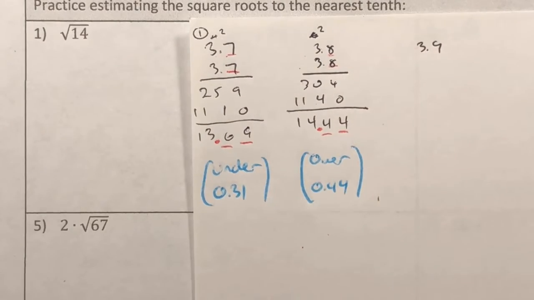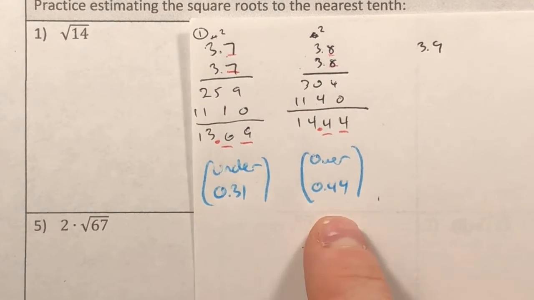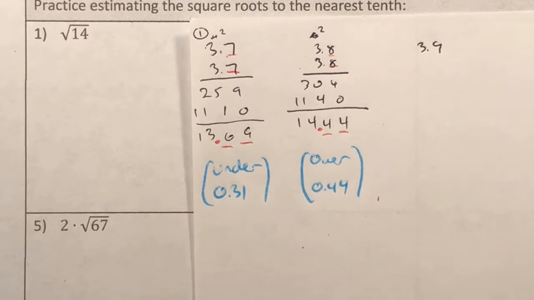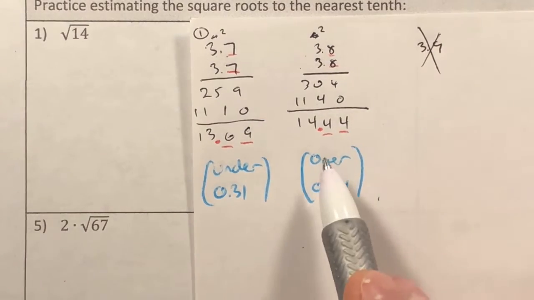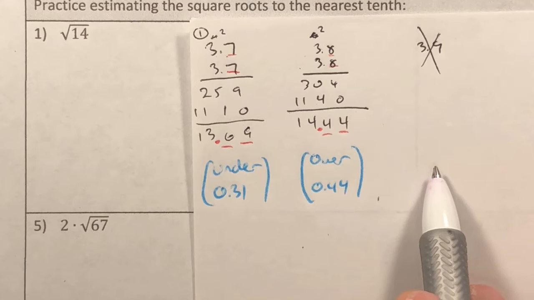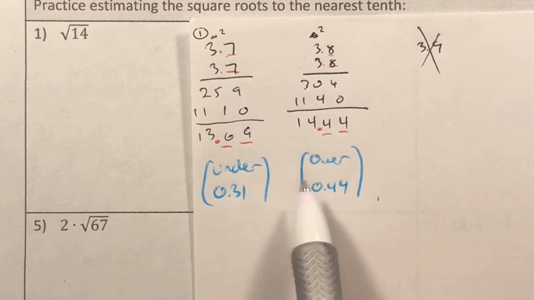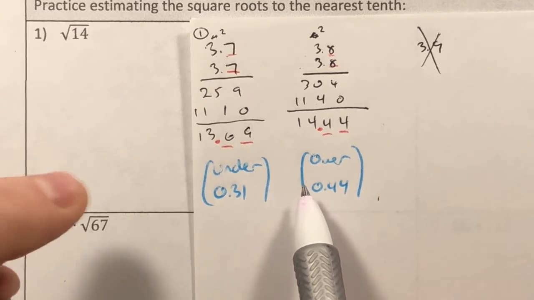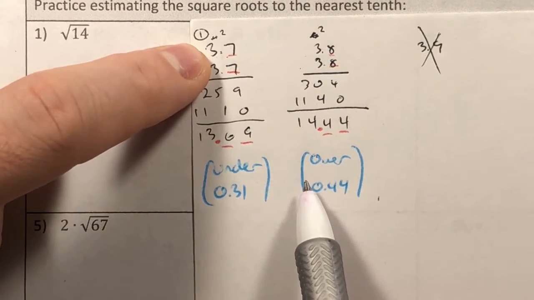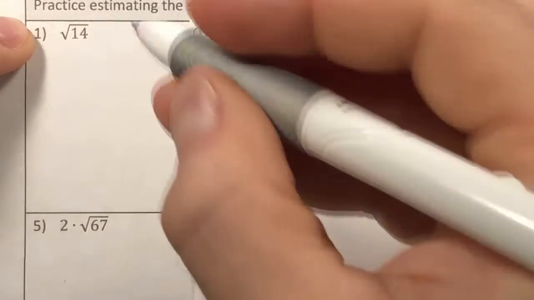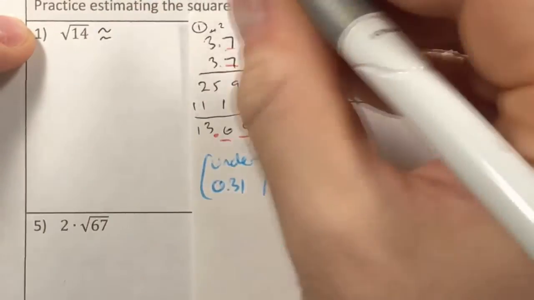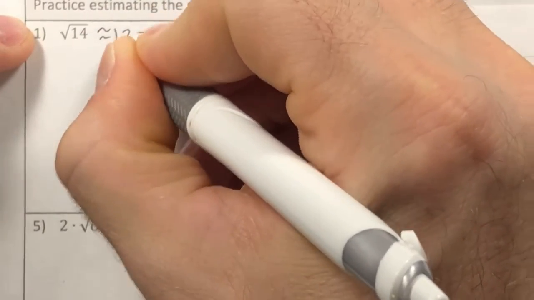Okay? So now if this was under, I had to move up. This is over, which means I do not need to try out my guess of 3.9, because if this was over, this is going to be even further over. So it's going to be one of these two. Am I going to choose the under one or the over one? Well, it's going to be whichever one is closest. In this case, it's going to be our 3.7. So I know the square root of 14 is going to be roughly equal to 3.7.